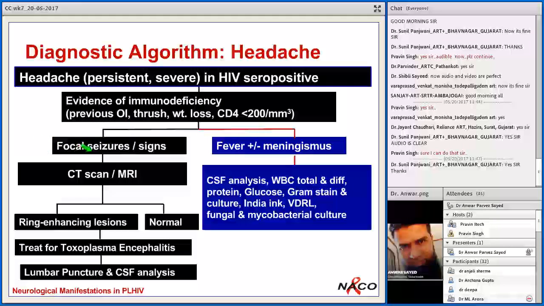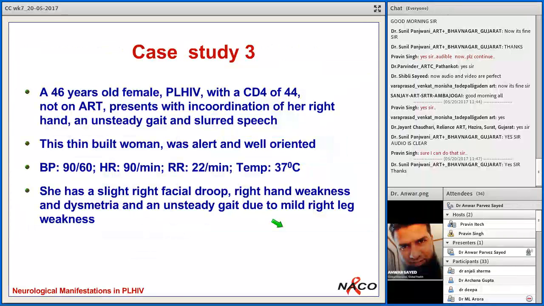If there are seizures and signs of focal neurological deficit, then we will do CT scan or MRI first. If it is normal, then we can go ahead with CSF lumbar puncture. If it is showing ring enhancing lesions, then treat for toxoplasma; lumbar puncture and CSF analysis can be done after that. If there are signs of meningism, then do CSF analysis first and rule out the other infections before you go for radiological imaging. So this is an easy algorithm, and it more or less summarizes what we have discussed up till now.